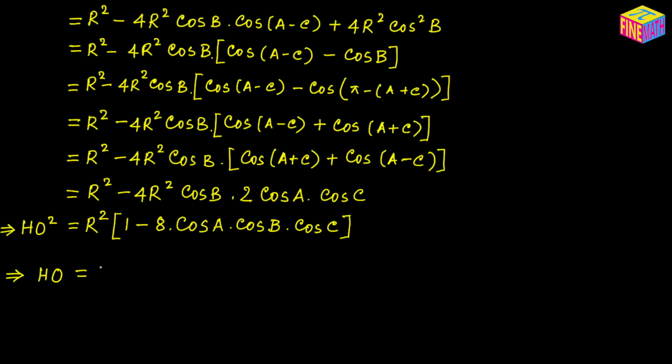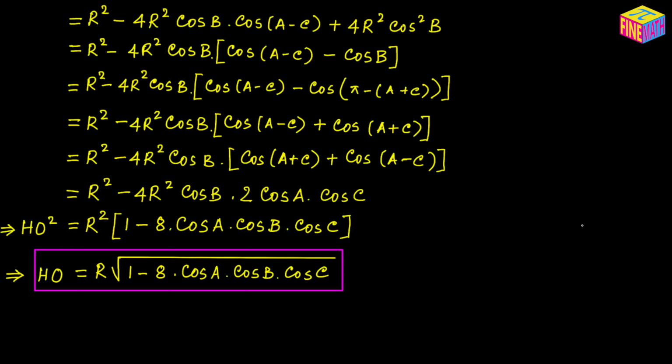So r squared will become r, coming out of the square root, and then within the square root we are going to have this quantity 1 minus 8 times cosine of a times cosine of b times cosine of c, and that's exactly what we needed to calculate. So that is the distance between the orthocenter and the circumcenter. It is r times square root of 1 minus 8 times cosine of a times cosine of b times cosine of c, where r is the circumradius of the original triangle and a, b and c are the interior angles of the original triangle. Next we are going to take an example.